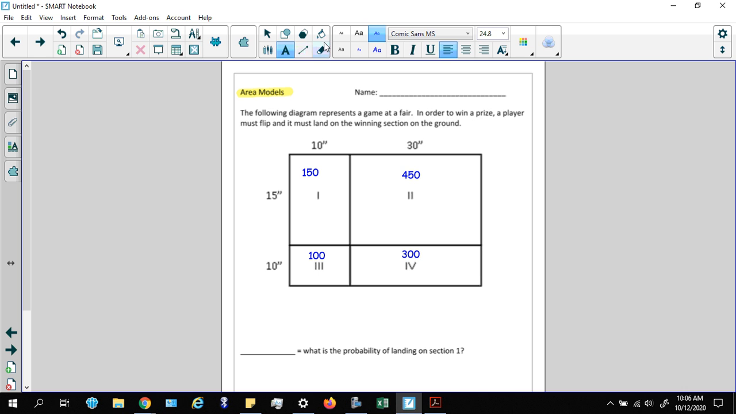Now remember, with this particular area model, 15 inches would be 15 over here on this side. So that's 30 by 15. This right here would be 30 inches, and then this over here would be 10 inches, just following the dimensions from the other side.